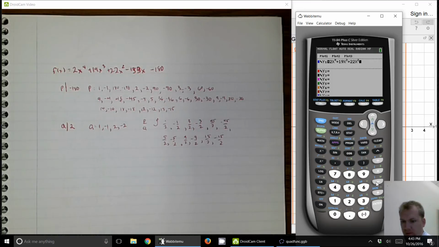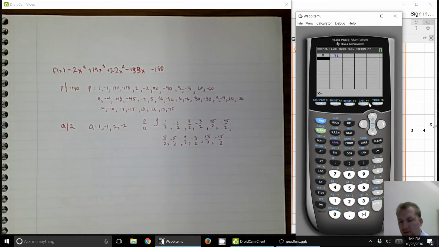Minus 133x. Minus 180. Alright, now table. We got a table set. You normally don't have to do this, but the calculator resets every single time for me. Okay. 1, -1, 180, -180. We know these aren't going to work.